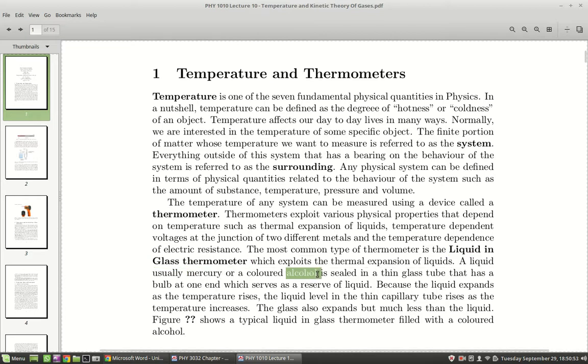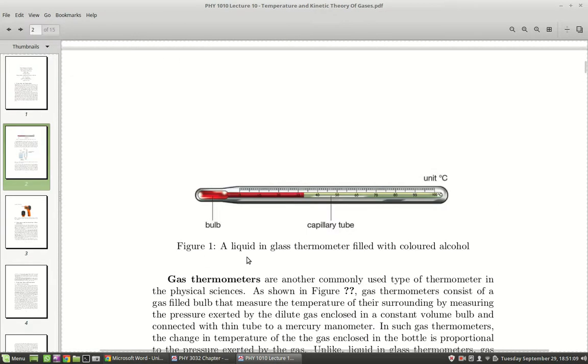Mercury is a liquid metal, but you can also have alcohol. The alcohol, when it gets heated, expands. Okay, but most of the time alcohols are colorless. So for you to use an alcohol in a thermometer, like in this particular thermometer which has been shown here, you need to color the alcohol. So the alcohol has to be given a certain color so that you can easily see the expansion of the liquid in that particular thermometer which is being used.